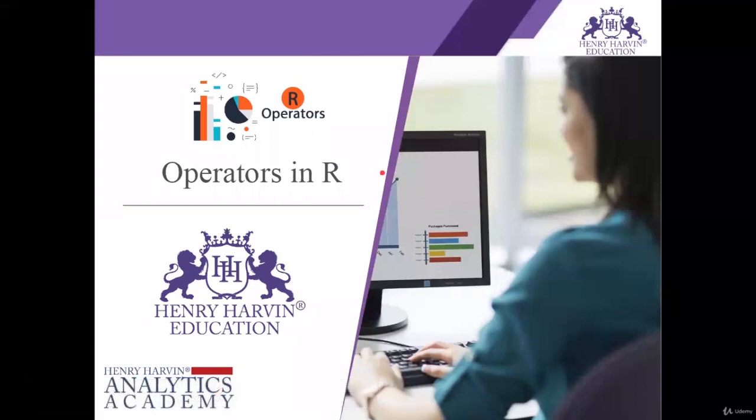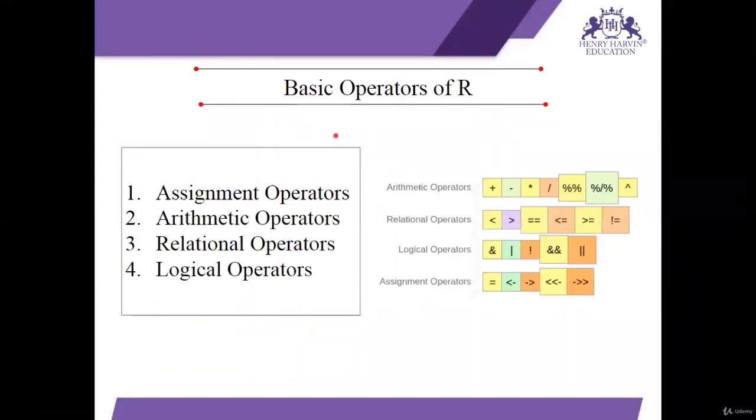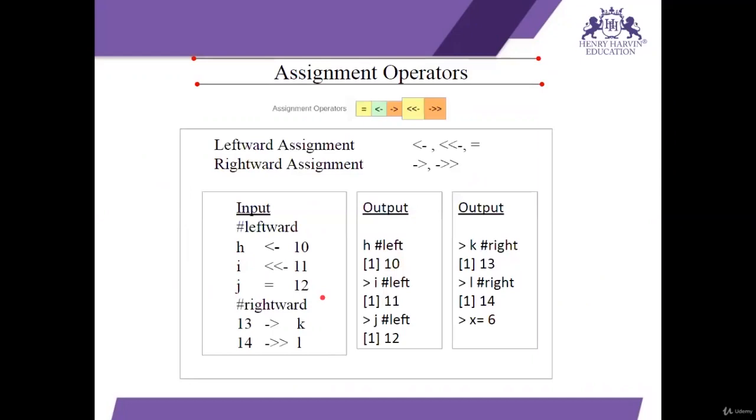Operators in R. There are four types of operators that are used in R. They are assignment operator, arithmetic operator, relational operator, and logical operator. So let's start with assignment operators. Assignment operators are used to assign a value to a variable.